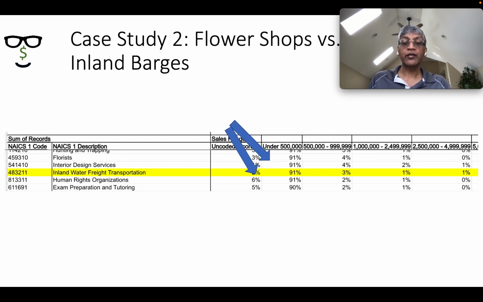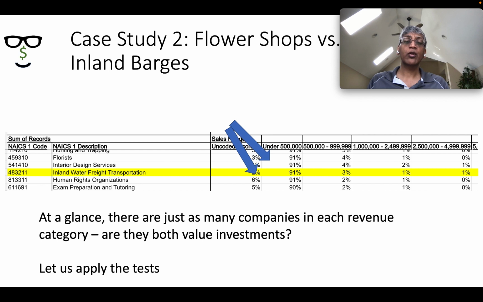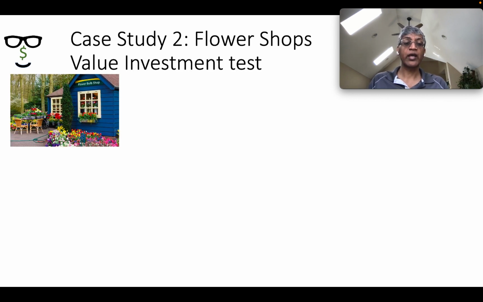All right, let's look at a couple of others. This time we're going to compare two. One is a flower shop or a florist, and the other is inland barges. We'll talk about both of them. If you were to look at it at a glance, they both have roughly the same percentage of companies that are below $500,000, and they go from there on to larger companies. And you say, well, maybe they're both value investments. Let's apply a few tests.